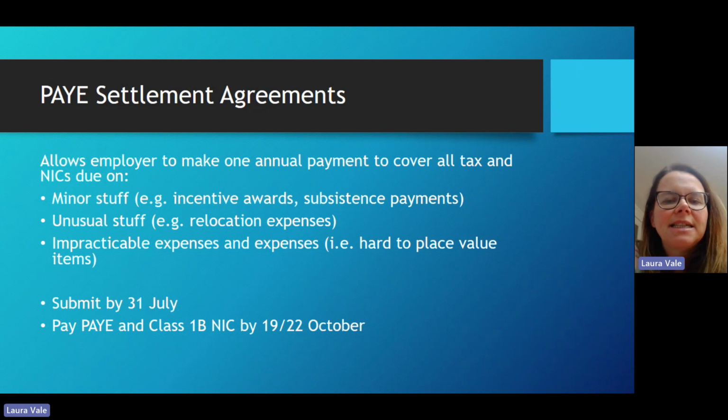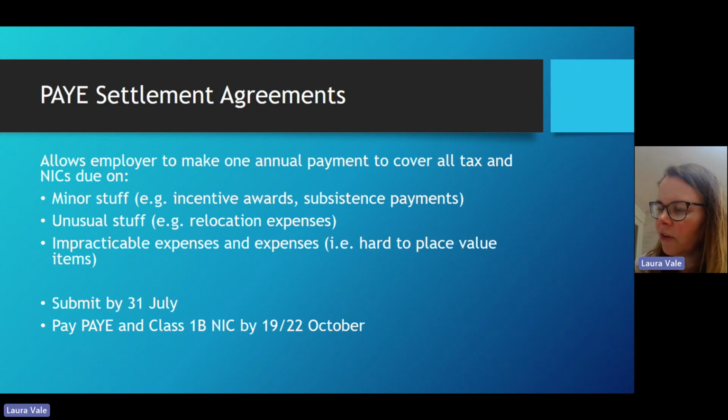So basically, if you have, I don't know, a staff suggestion scheme and there's a prize for the best suggestion, then maybe there's some tax due on the person that wins that prize. A subsistence payment, that's if someone's going to travel and they're staying in a hotel and there's an extra allowance to keep them going overnight. Again, if it goes over a particular amount that's allowed, then they might have to pay tax on the excess. So minor stuff. Unusual stuff like relocation expenses.